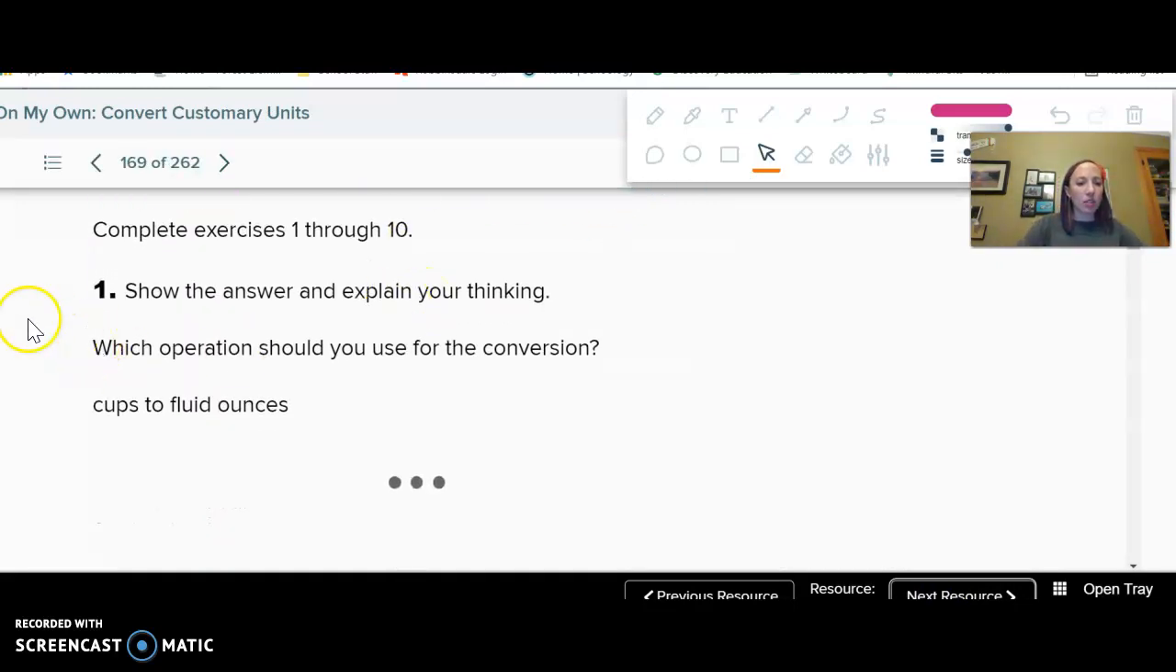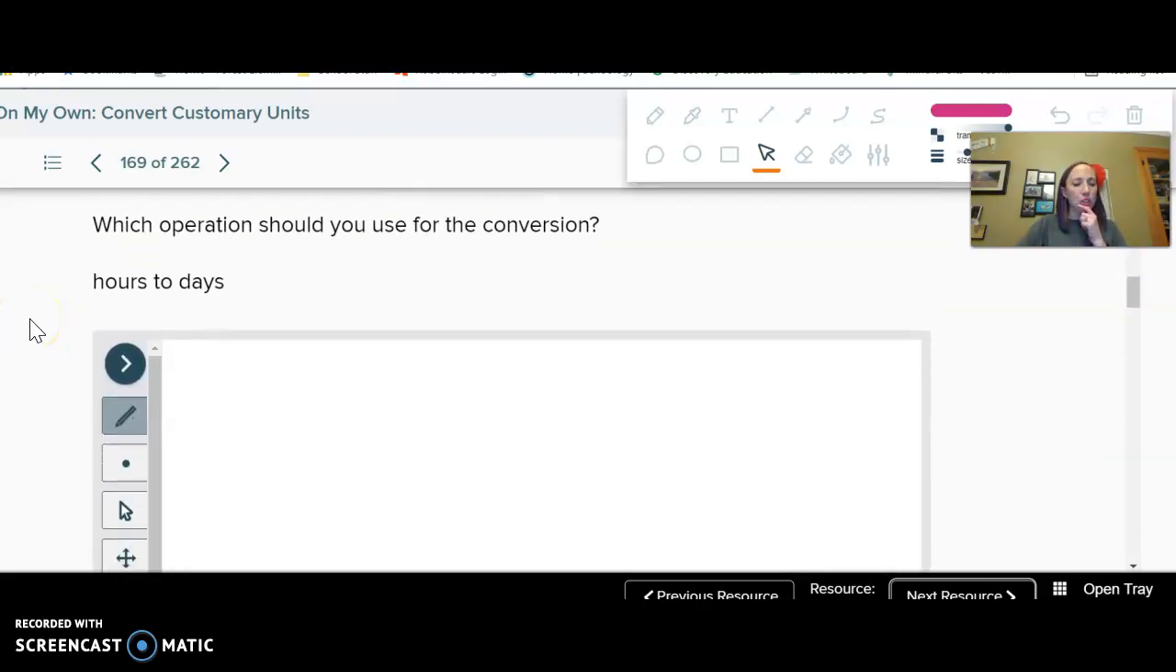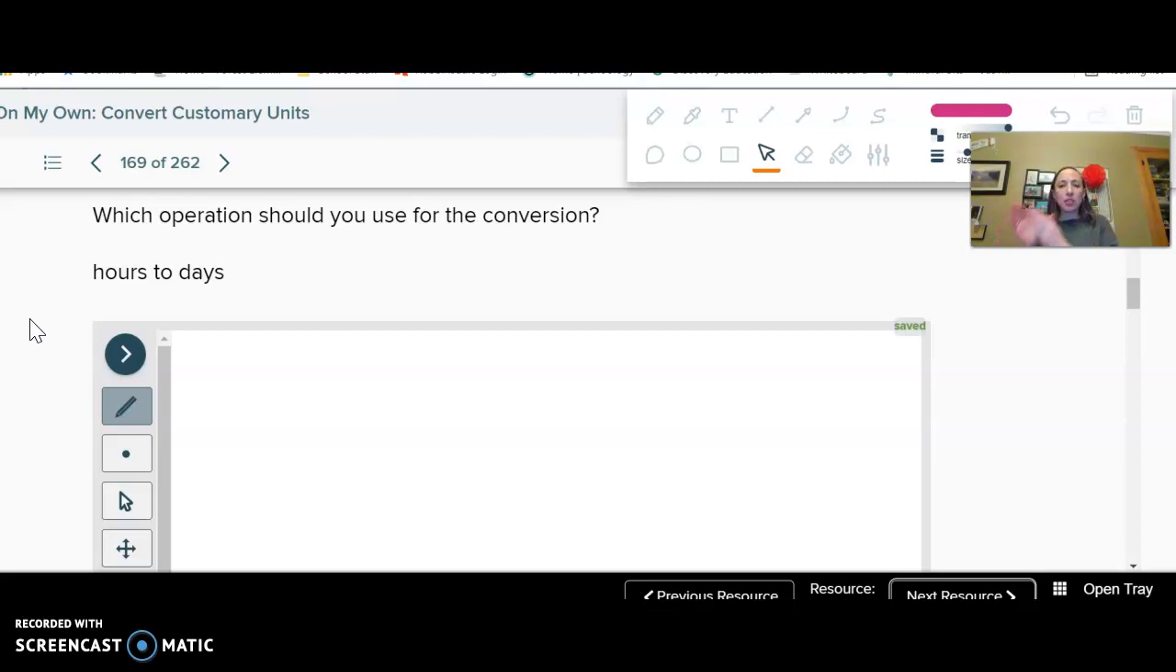All right. So which operation? We're going to go to 2. So which operation, if we were saying hours to days, like 72 hours, how many days is that? What operation would we use? Hopefully you got it, that we are doing a smaller unit. Hours are smaller than days, so we would need to divide. In this case, like I said, 72 divided by 24 hours in 1 day.